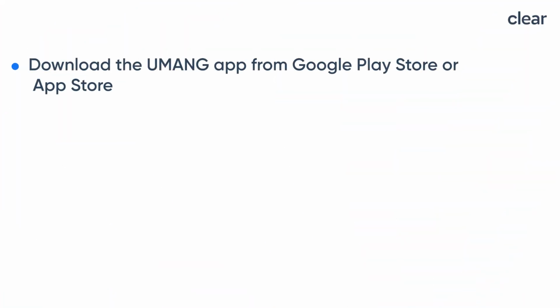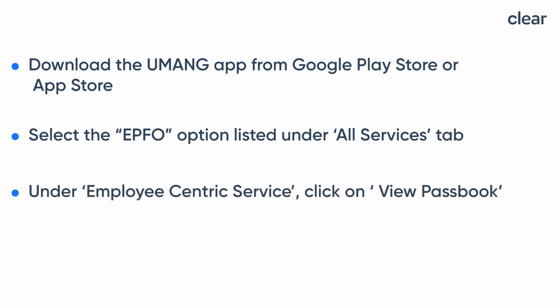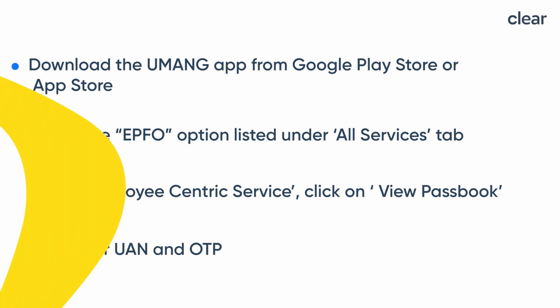Download the UMANG app from the Google Play Store or App Store. Select the EPFO option listed under All Services tab. Under Employee-Centric Service, click on View Passbook and enter your UAN and OTP.